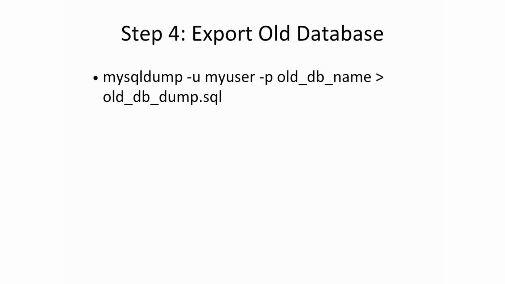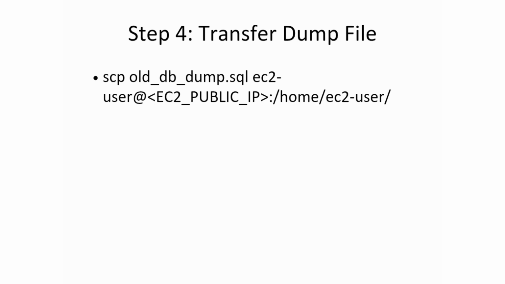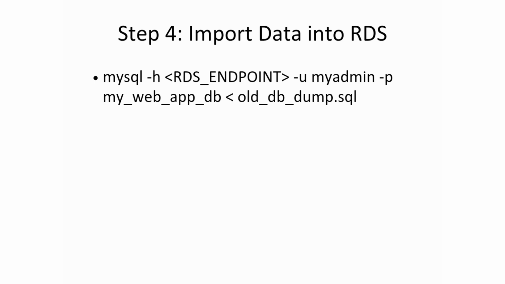On your old database server, export the data. That is a set of commands, and on your EC2 instance you have to import the data to the RDS database. First you have to transfer the dump file to your EC2 instance, for example using the scp command. And then on the EC2 instance you have to import the dump file which has been transferred.